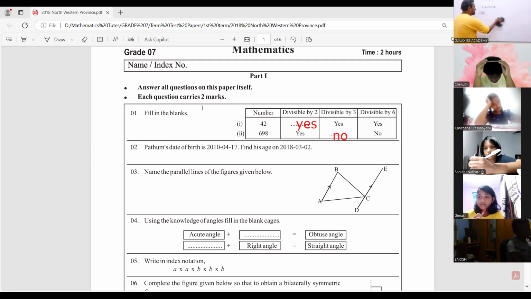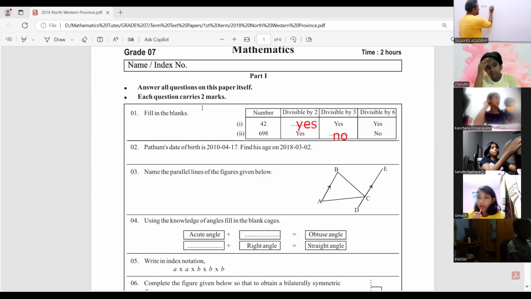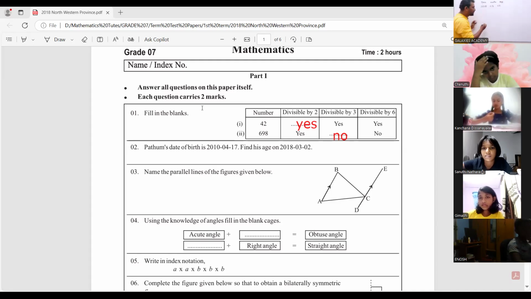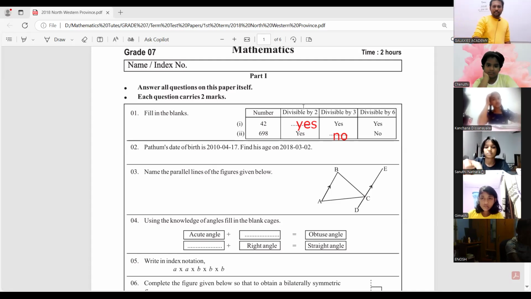2018, the month is the third month and the date is 2nd. And the birthday, 2010, the month is the 4th, and the date is 17th. Then you have to subtract these two, then you can find the age of Pathum.